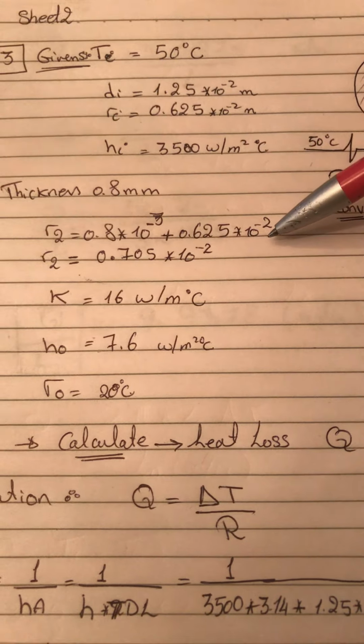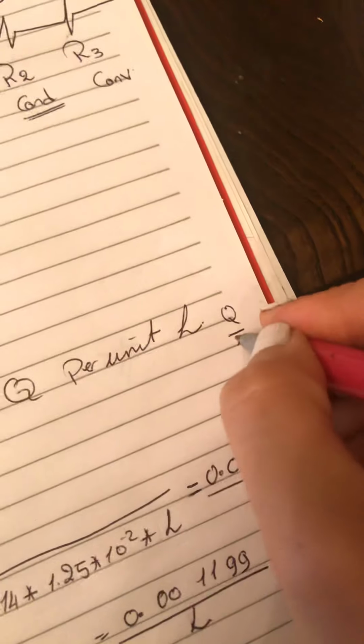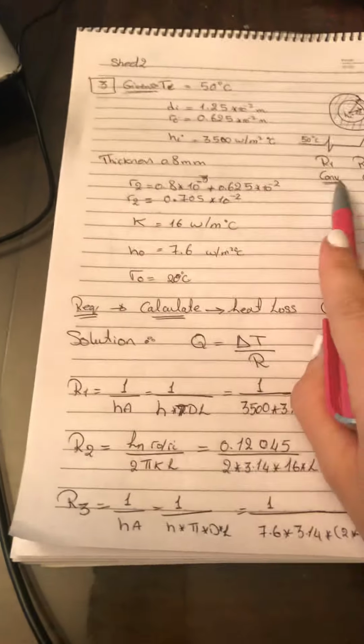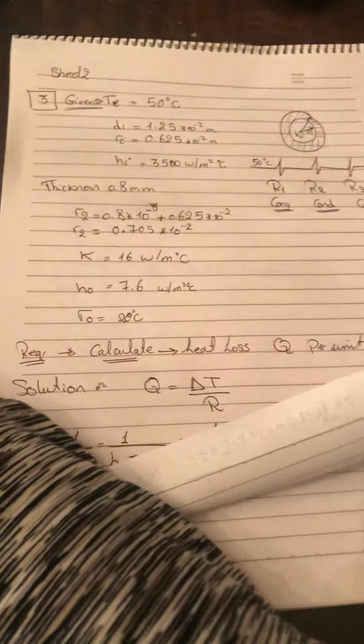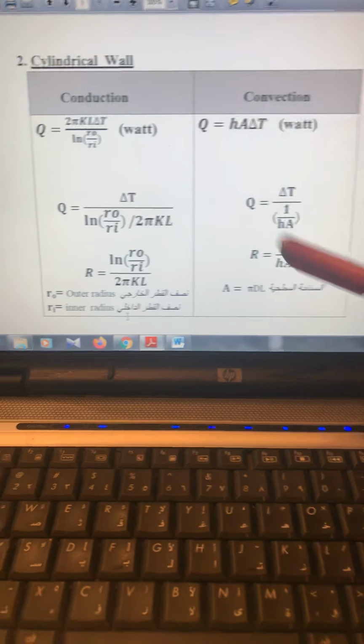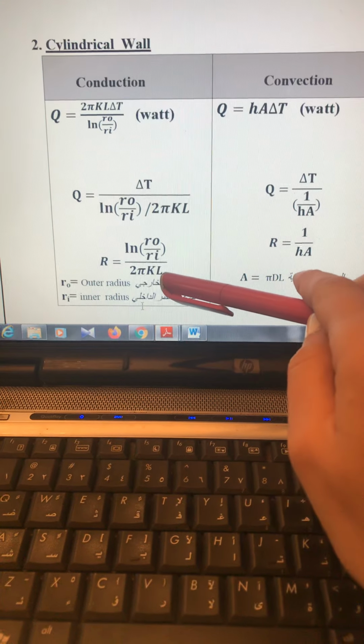Calculate the heat loss per unit length. He wants Q over L, this is the requirement. Since Q equals ΔT over R, and the temperatures are given, inside and outside, 50 here and 20 here. So the first thing we have to do is calculate the resistances and make the summation. R1 is convection. We take here the resistance for convection, it will be 1 over HA, and in case of conduction it will be like this.